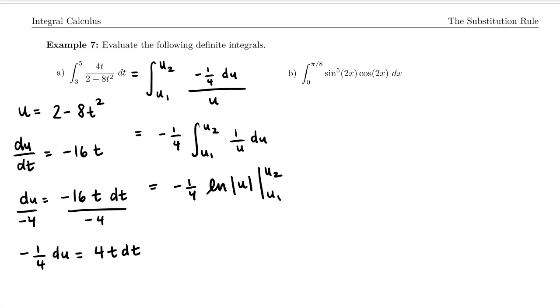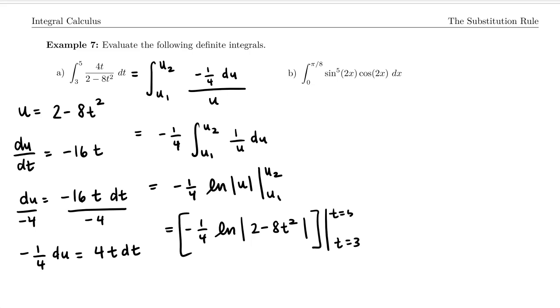And now at this stage, I can plug in my original limits of integration, and I'm going to substitute u to be 2 minus 8t squared again. So I have equals negative 1/4 times the natural log of 2 minus 8t squared. Don't forget the absolute value bars. And I am evaluating this thing from t equals 3 to t equals 5.